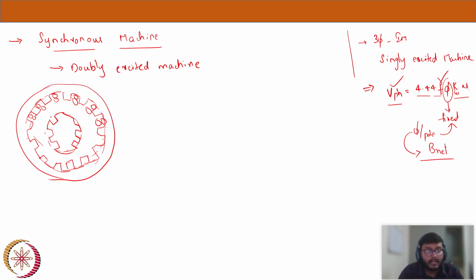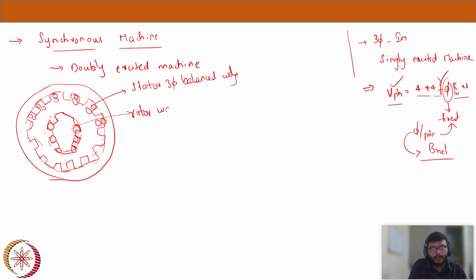But the winding present on this rotor is not a three-phase winding. It's just a very simple winding. So this one is the stator three-phase balanced winding, and here, let's say this here and this here, this is the rotor winding. It's not three-phase. As I said, it's not a three-phase winding. It's just a very normal winding.